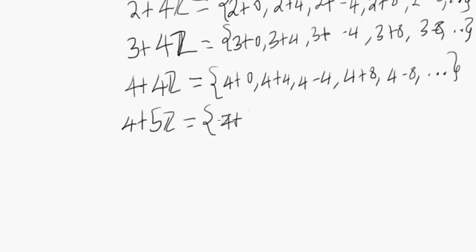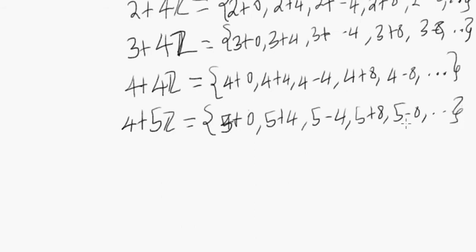Oh, sorry, now it's going to be 5, right? 5 plus 0, 5 plus 4, 5 minus 4, 5 plus 8, 5 minus 8, and so on and so forth. All right. Actually, no, it's probably going to be perfect for us if we, well, this was 5. This is supposed to be 5 plus 5z. It's going to be perfect for us if we do two more of this.